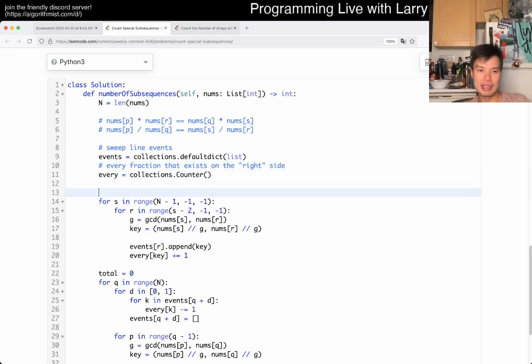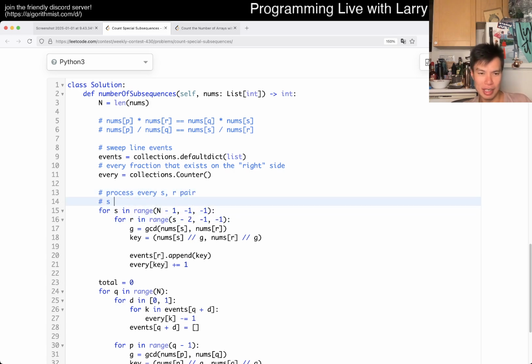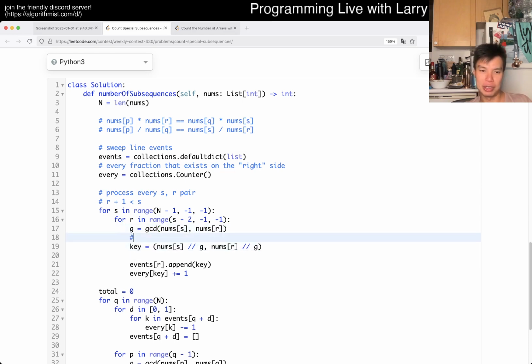And now here we just process every S, R pair, in a way that, of course, R is less than S, and not only that, we have at least one space in between, right? This part you can do the math on the for loops. This is just n squared. This is the fraction part, the top of the fraction, and this is the bottom. Hopefully this is understandable. We just have a GCD to calculate the greatest common divisor, or the greatest common factor, and then we divide them to get a reduced fraction, right? So this is a reduced or simple fraction.